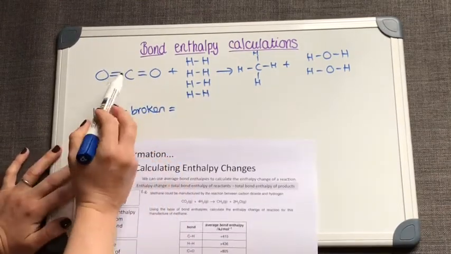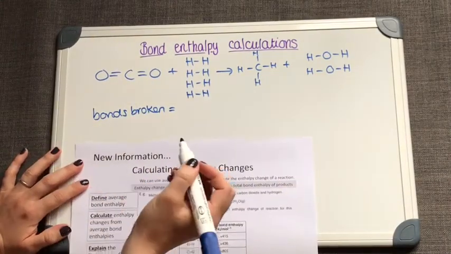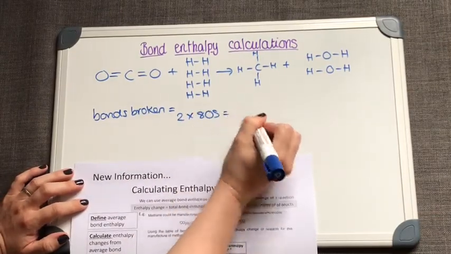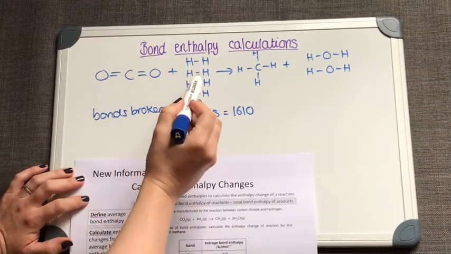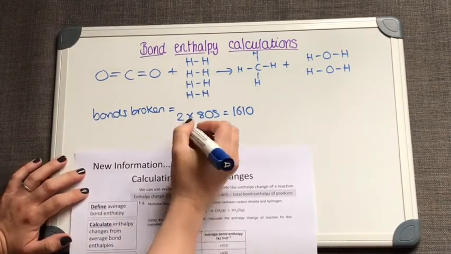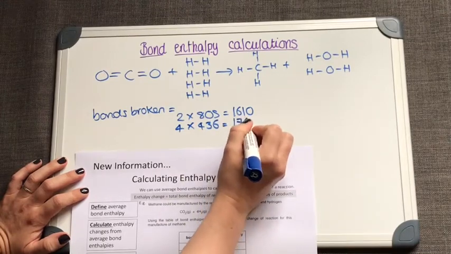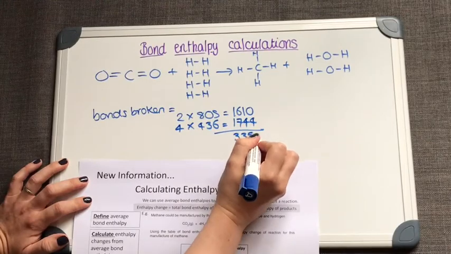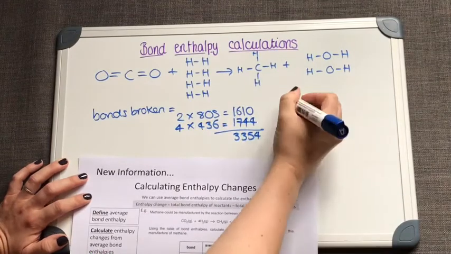you can see here, I've got 2 of the C double bond O, which is a value of plus 805 from my table. So I've got 2 lots of 805, which is 1,610. And I've got 4 of the H single bond H bonds, which have a value of plus 436. If I add those together, that gives me a total of 3,354.